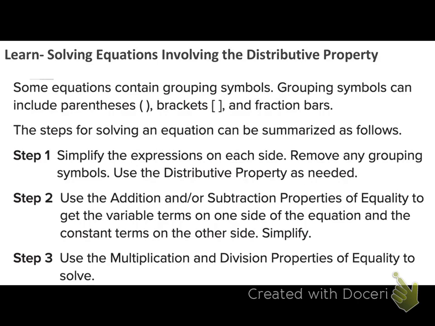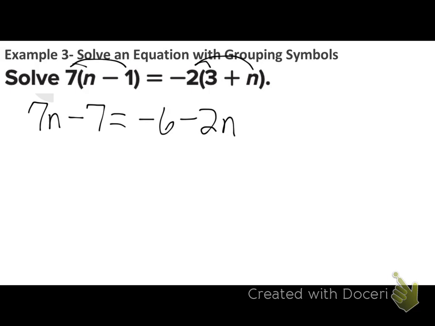Now I'm moving to step 2. I want to get my variable terms on one side of the equation, and then I want to get my constant terms on the other side. Raise your hand if you can tell me how I'm going to do that here. What's the first thing I'm going to do? Take a shot. Subtract 2n.